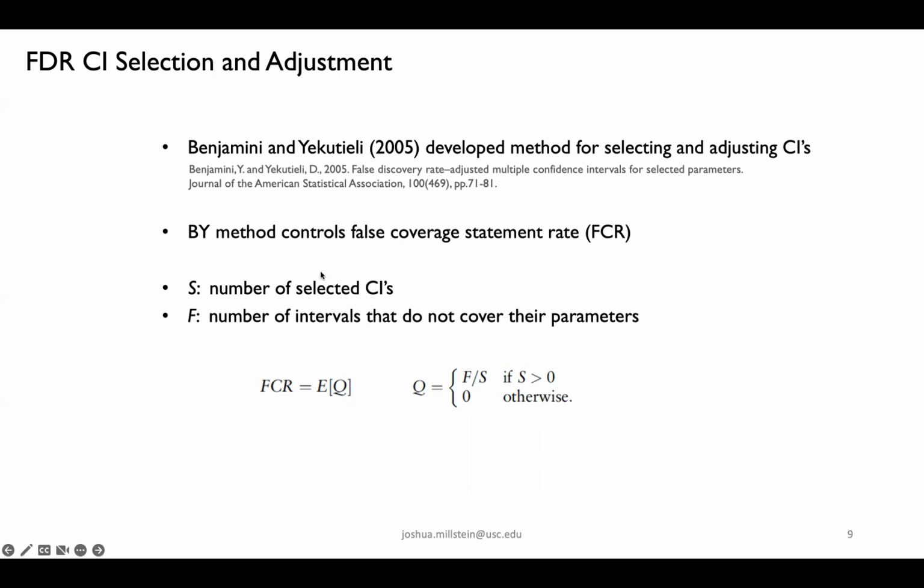Here S is the number of selected confidence intervals. So this is a selection and adjustment approach. The intervals are selected and then they're adjusted. S is the number of selected intervals, so the number that get into our final set. F is the number of intervals that do not cover their parameters. And Q here is that proportion F divided by S, which is, of course, very reminiscent of the BH FDR. And we're trying to control this value of Q, the expected value of Q.